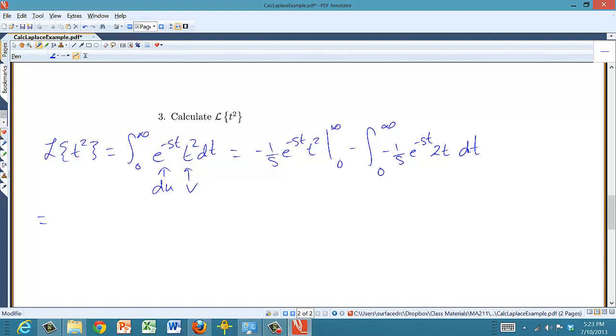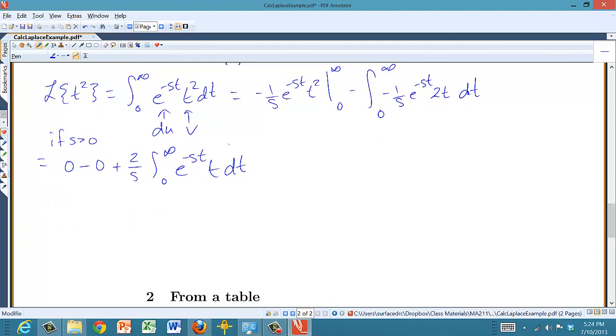Once again, if s is a positive number, then as this limit goes to infinity, I'll get a 0. So if s is bigger than 0, I'll have a 0 minus. When I plug in 0 for t, I get 0. And I'll have a plus 1 over s integral from 0 to infinity, e to the negative st times t, and let's call this a 2 instead of a 1, dt. Okay, now I need to do that integral. Once again, I need to do integration by parts. This one I want to differentiate. That one I want to integrate.